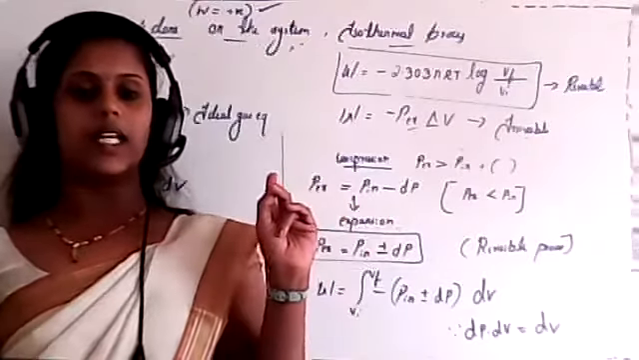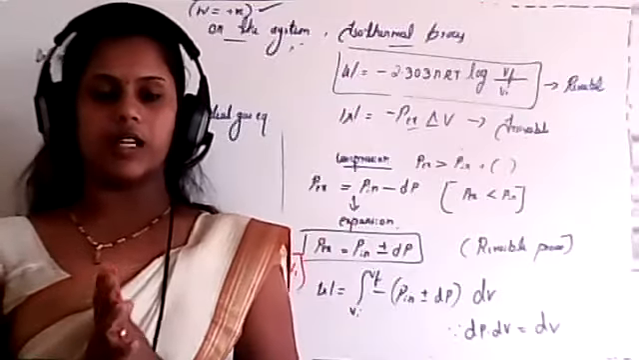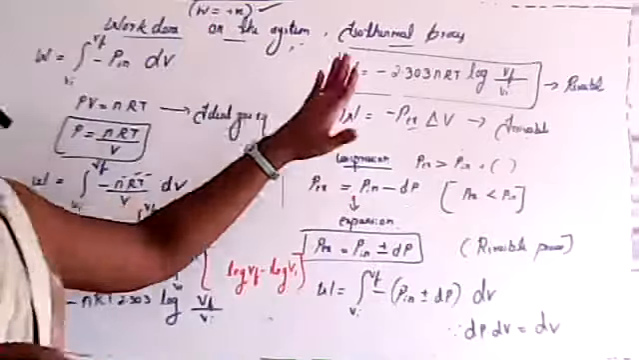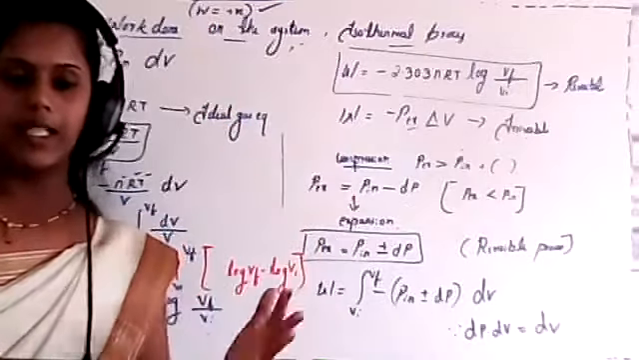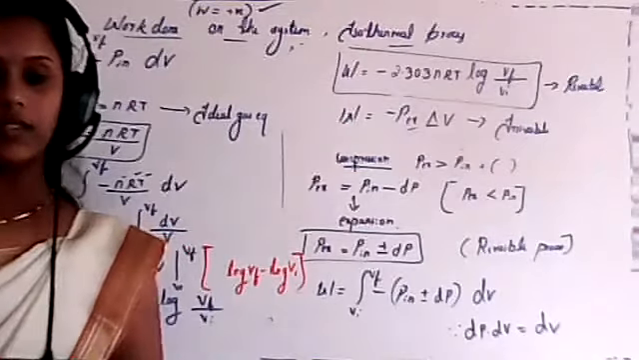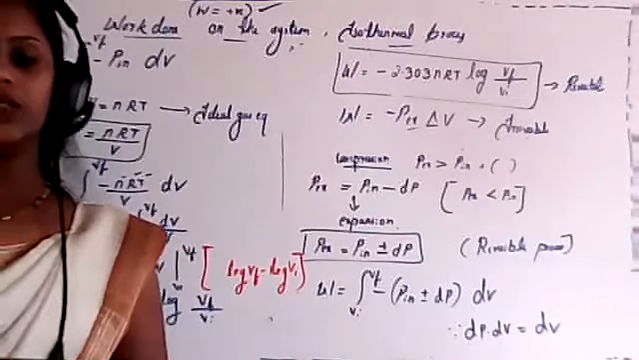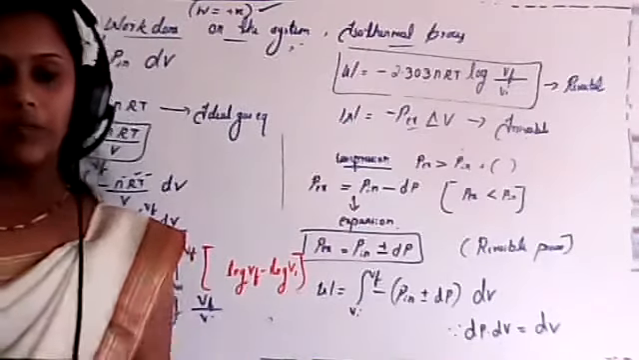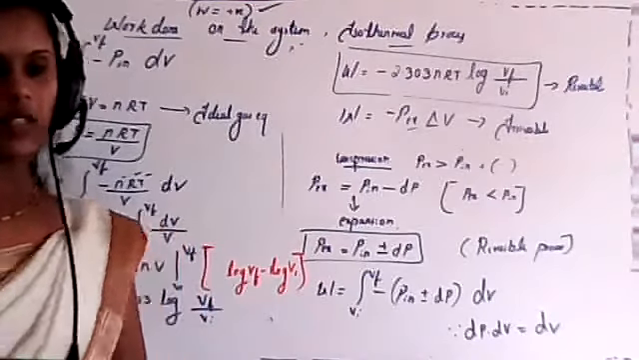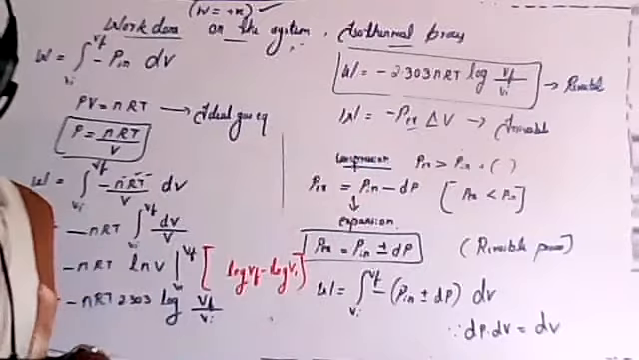Is this work done expression clear? See, first we have to consider pressure and delta V, that is L into A. After that, we have to consider force, that means pressure equals force divided by area. After that, you have to consider work done. Clear? So you get this whole thing.